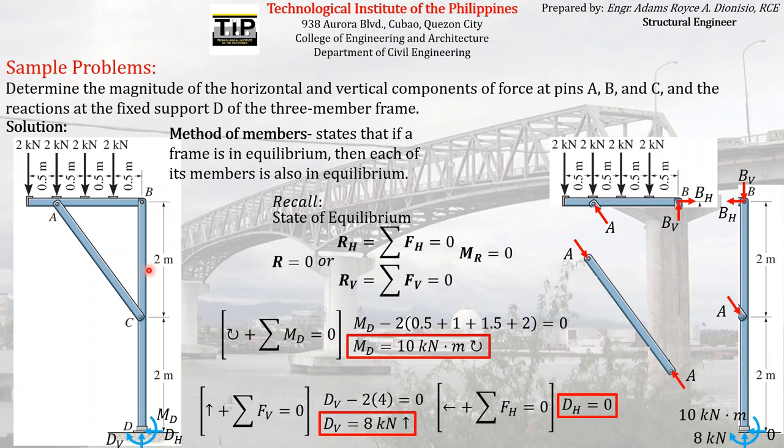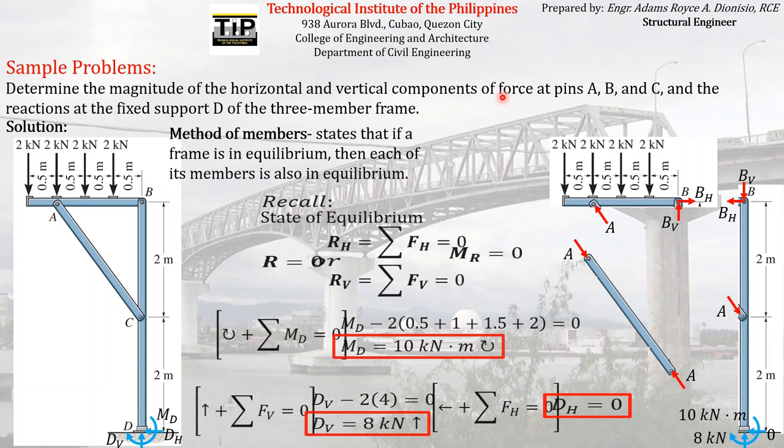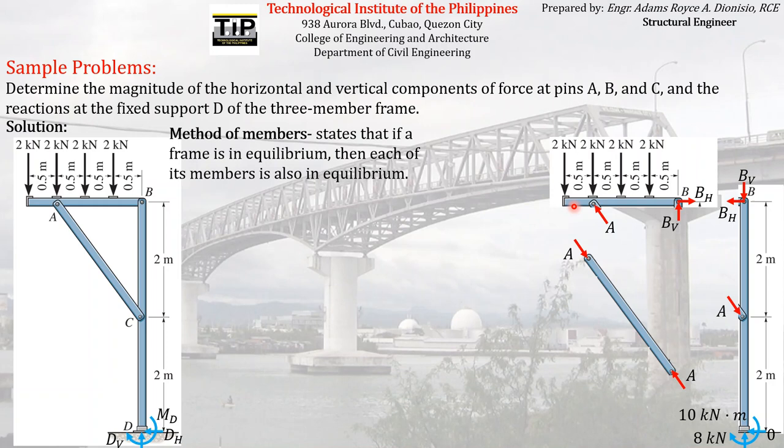Pero yun nga, dito sa tanong, we are concerned sa actual magnitude ng mga horizontal and vertical components at these three pins, pin A, pin B, pin C. So, makuha lang natin yun, yung mga horizontal and vertical components acting on those three pins, masasolve natin, makukuha na natin yung hinahanap ng tanong. So, yun, let's do this. Kunin na natin yung mga horizontal and vertical components at each pin. Pin A, pin B, pin C.